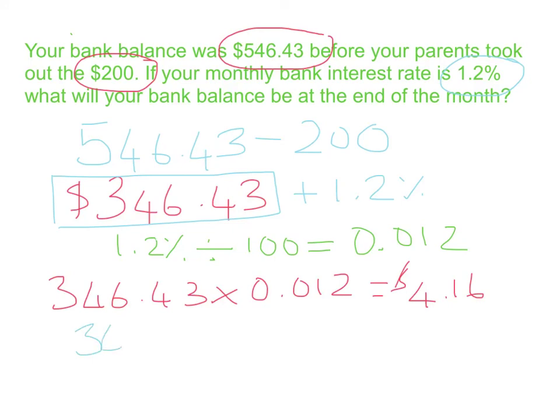And so if my bank balance is $346.43, I'm going to add on $4.16, and I'm going to get a total of $350.59. So that is my new bank balance.